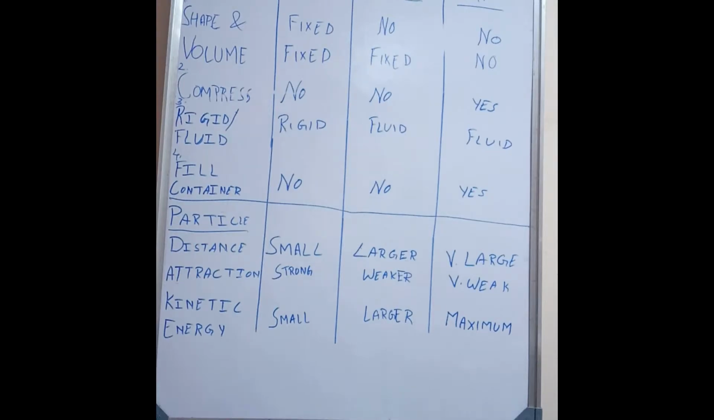And there are four properties of matter: 1. Shape and volume, 2. Compressibility, 3. Rigid or fluid, 4. Fills its container completely. Now let's talk about the first type of matter, that is solid. Solid has a fixed shape and also a fixed volume. Solids are incompressible. We can't compress solid. Solids are rigid. 4. Solids don't fill their container completely.